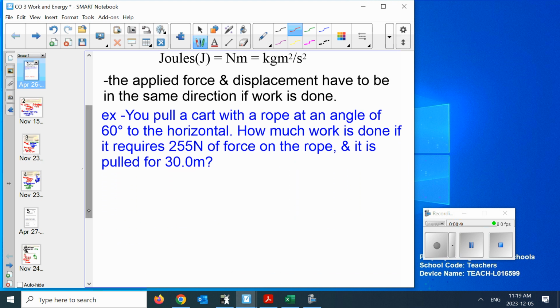You pull a cart with a rope at an angle of 60 degrees to the horizontal. How much work is done? It requires 255 newtons of force on the rope, and it is pulled for 30 meters. Okay, so you can imagine this. Maybe you can't count. I'll draw it.